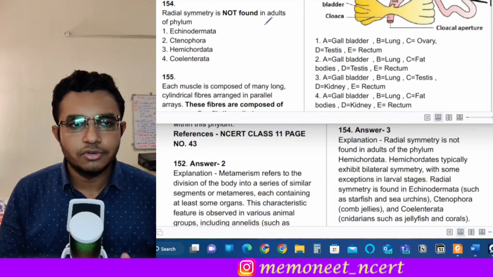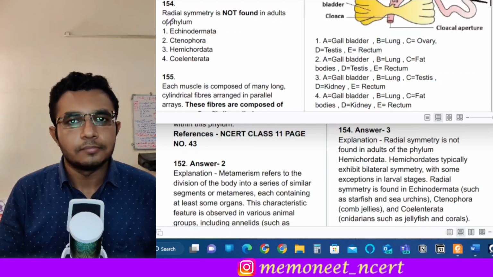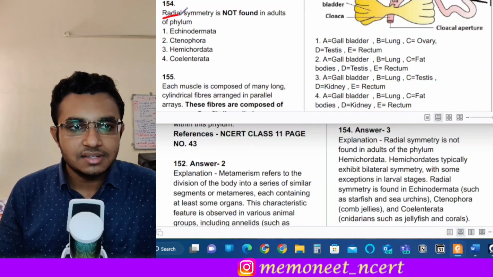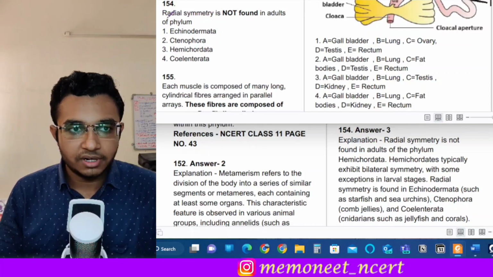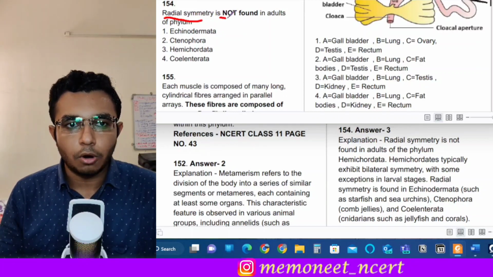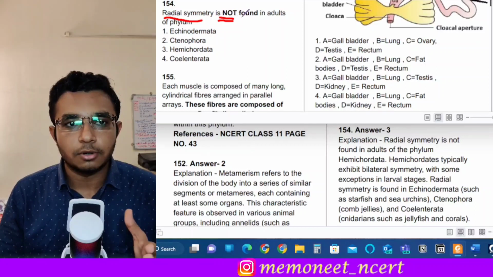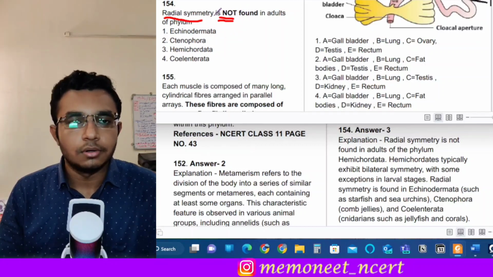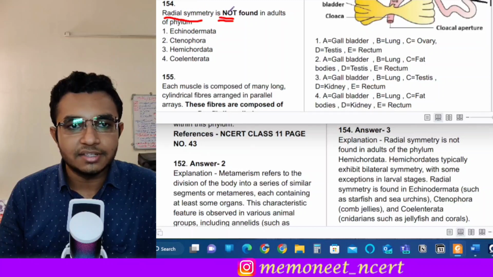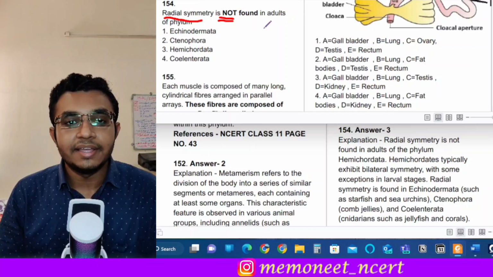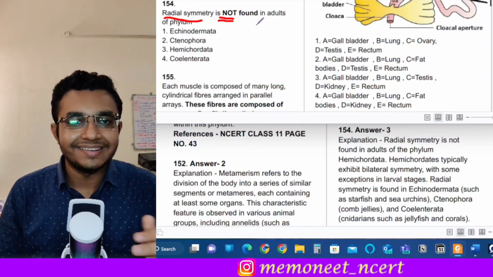Moving on to the next question, question number 154. It states that radial symmetry is not found. The important word is not. Always read the question properly, whether it says not or no. So radial symmetry is not found in adults of phylum. So you have to identify in the adults of which phylum radial symmetry is not found.